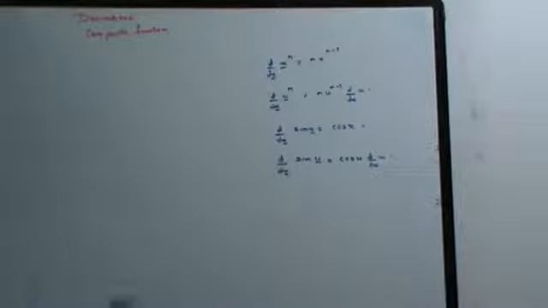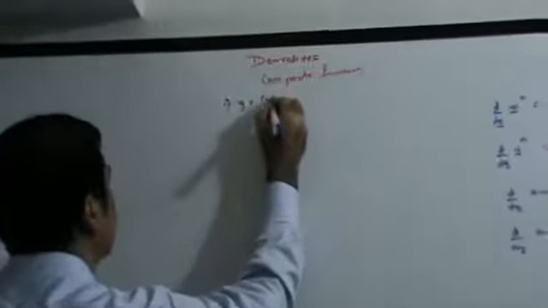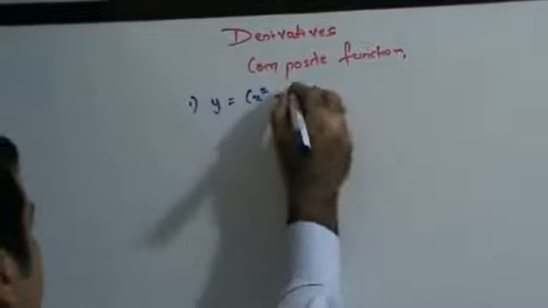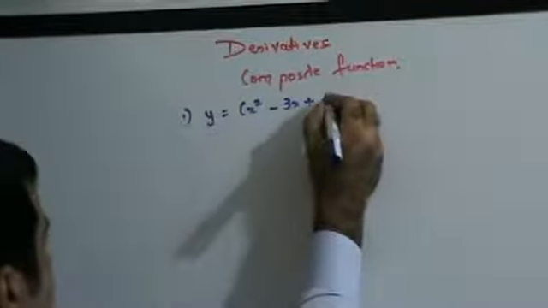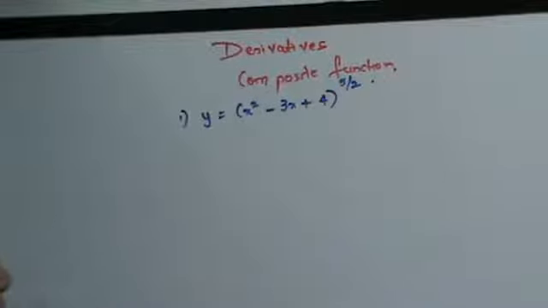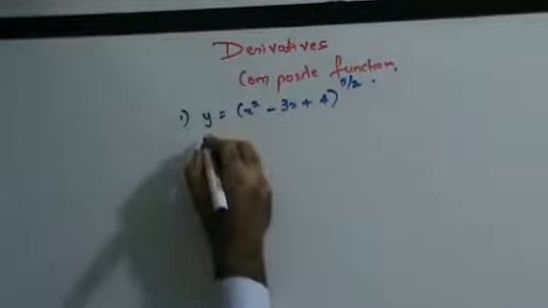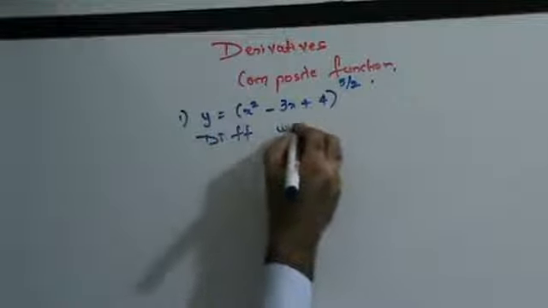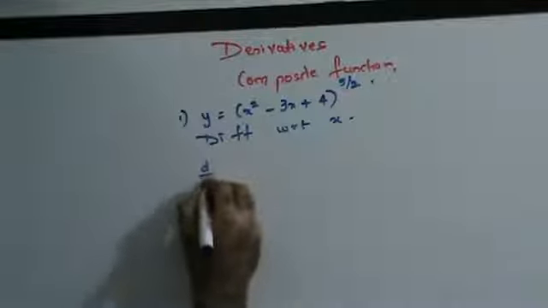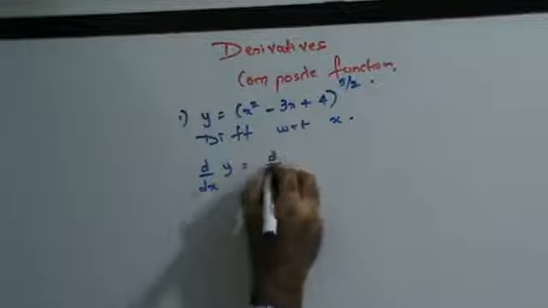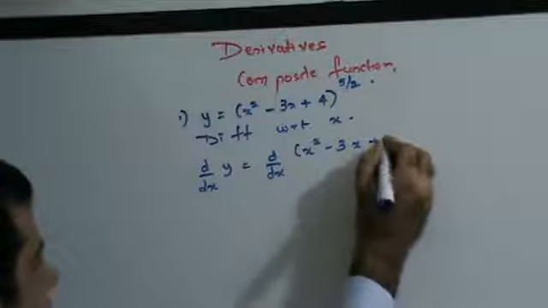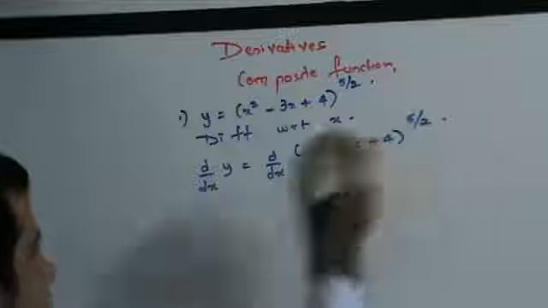Let's see a couple of sums, guys. Y is equal to x square minus 3x plus 4 raised to 5 by 2. Now, if I have to differentiate this with respect to x, you will get d by dx of y is d by dx of x square minus 3x plus 4 the whole raised to 5 by 2.